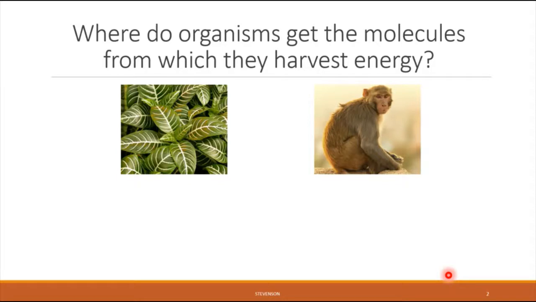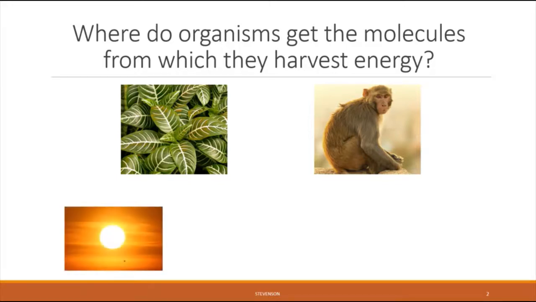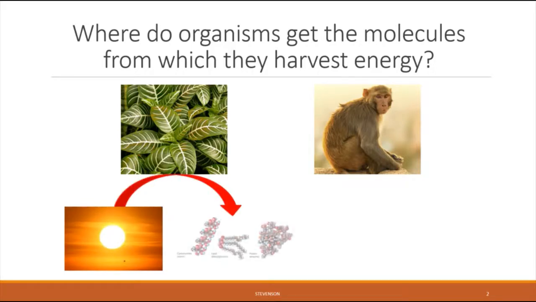Here on the slide, I have two different types of organisms. I have a plant and an animal. And each of these organisms gets its molecules from a different source. The plants, for example, are able to take the energy of sunlight and put it through a process that converts that sunlight energy into chemical energy in the form of those macromolecules, the lipids, carbohydrates, and proteins. Animals, on the other hand, do not do this, but rather they consume plants or other organisms, and that's where they get their source of the molecules that provide them with energy.